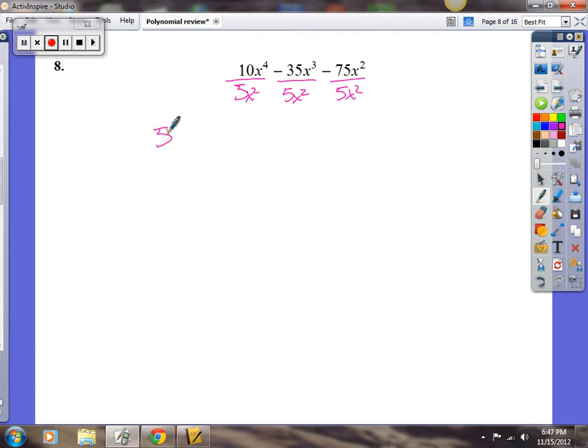So let's go 5x squared times 2x squared minus 7x, and that's going to be minus 15. Then always ask yourself, are you done? Can I go one step further? And we can. So this is going to be kind of a complicated trinomial.